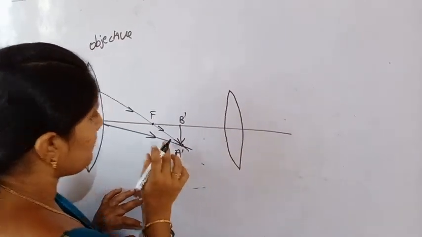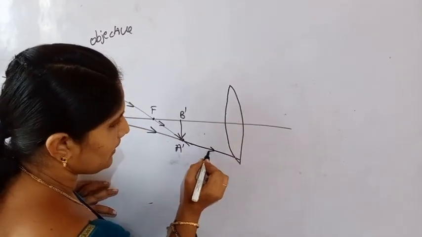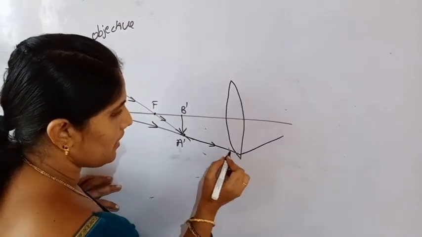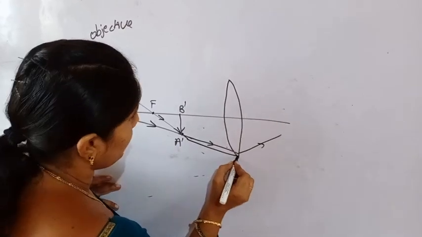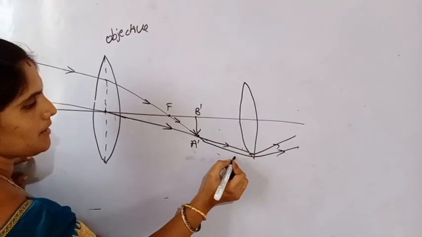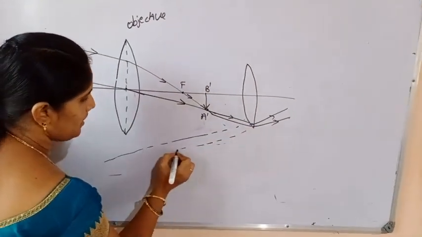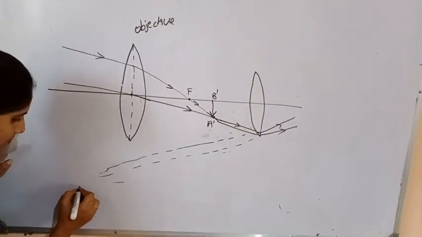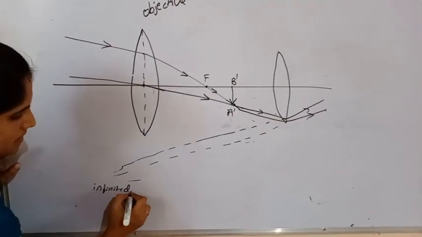So the focused ray again starts its journey like this, and after incidence it gets refracted like this. This ray is refracted like this, and these two rays meet. If we extrapolate this in the backward direction, these rays meet at infinite distance. So the image is formed at infinite distance.